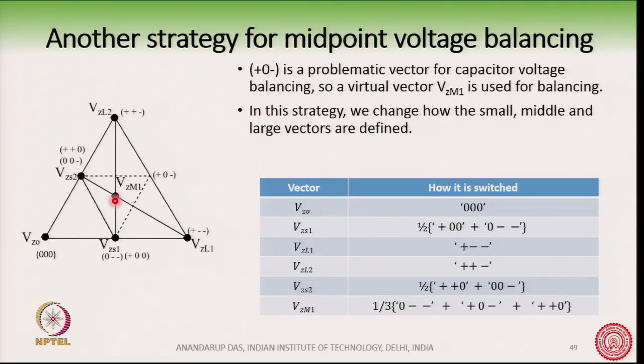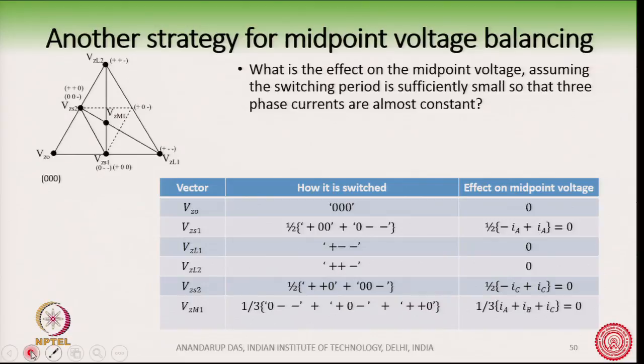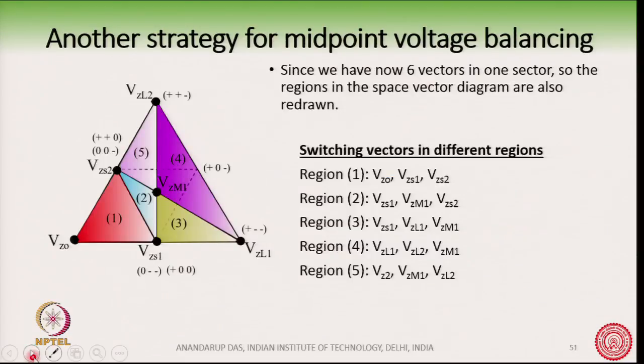The most important one is this vector VZM1, which is defined by saying that we will use these 3 vectors for 1/3 durations of time. Okay. So, this is the new definition. So, once we define these new vectors, therefore, what will happen? What will happen is we will have a new set of regions in this sector. Earlier we had a different set of regions.